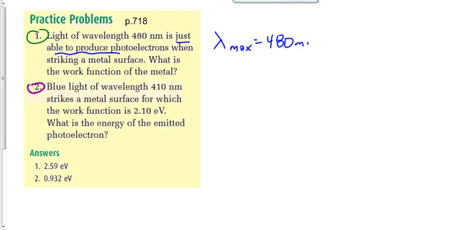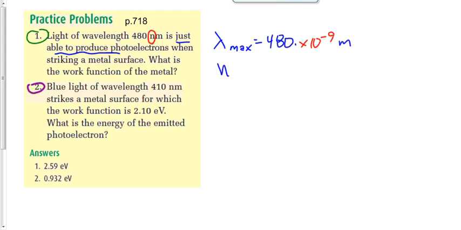So we're going to say the maximum wavelength or the threshold wavelength is 480 nanometers, which we're going to replace the nano with times 10 to the minus 9 meters. So we're not going to make it 4.8 times 10 to the minus 9. We're going to say 480, that's what we started with, and replace just the prefix nano with 10 to the minus 9. That's the threshold wavelength.